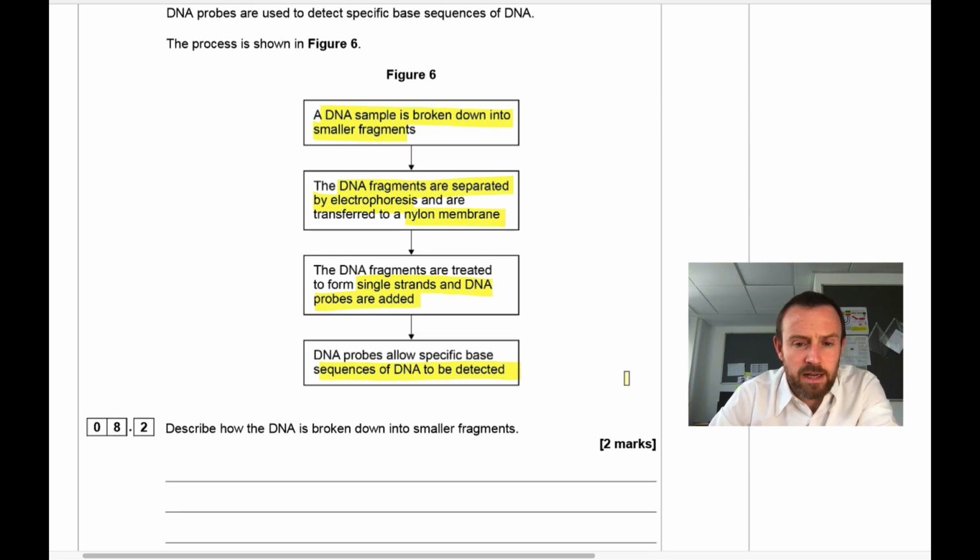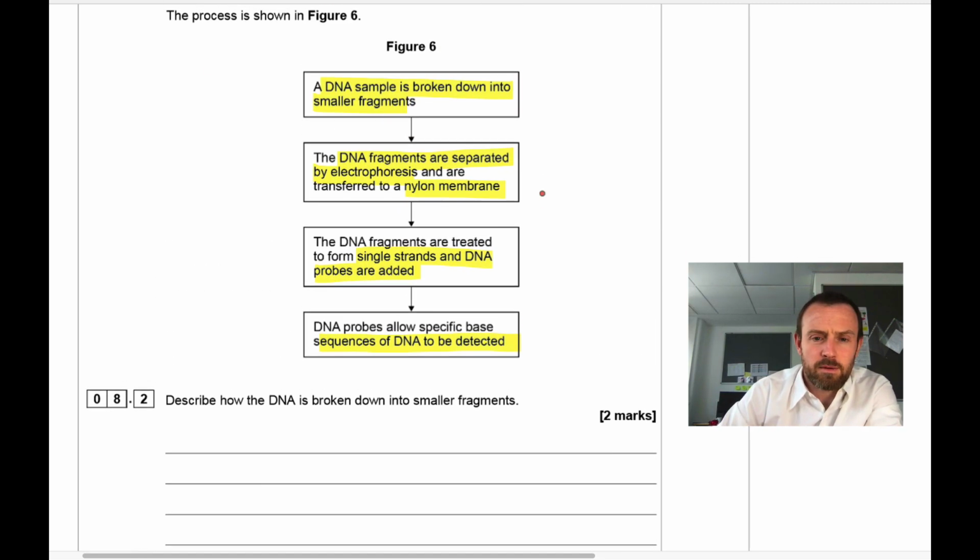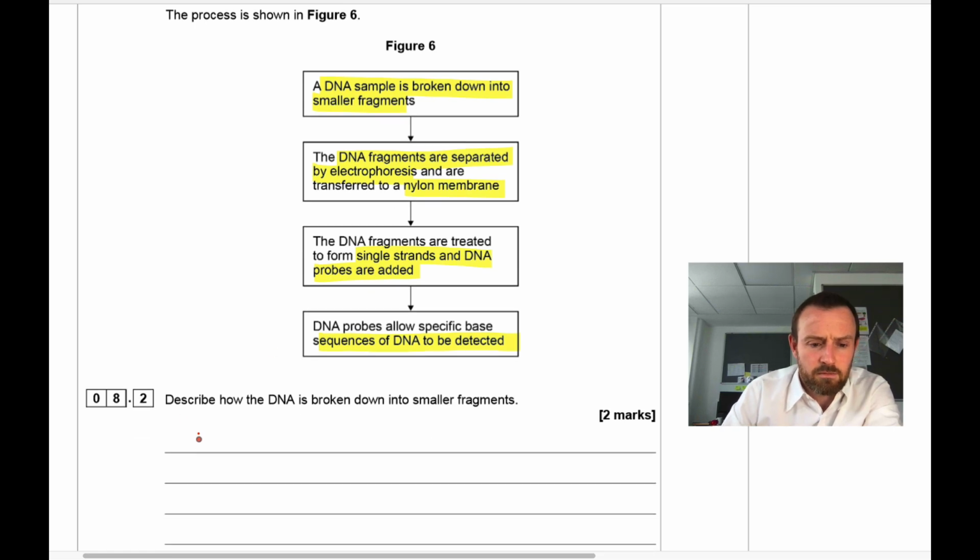Describe how the DNA is broken down into smaller fragments. That's one that's tricky. I'm not sure if I remember it. I'm going to say restriction enzyme digest. Yeah, restriction enzymes. Is there another way? I don't think so. So restriction enzymes.